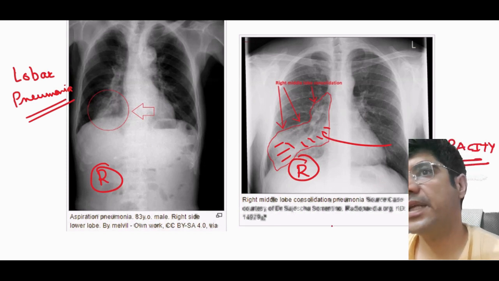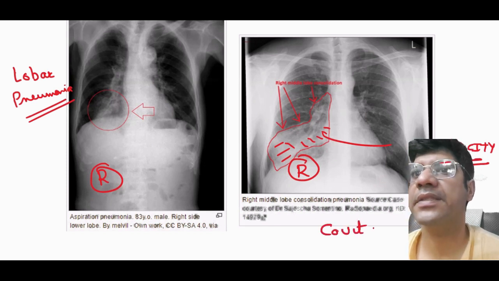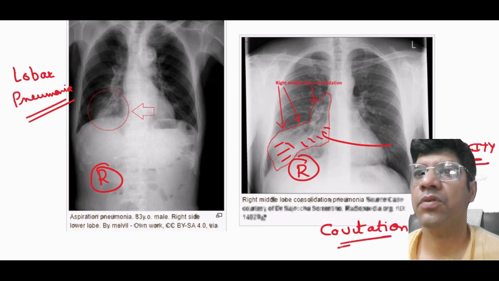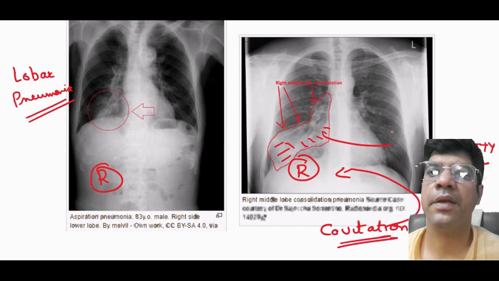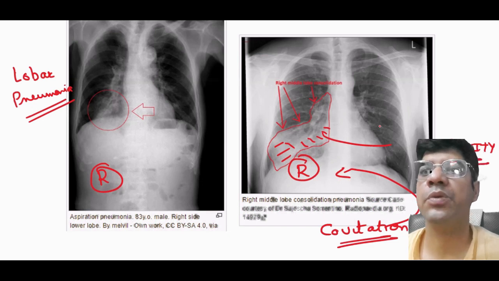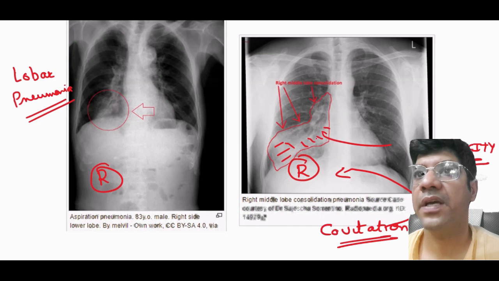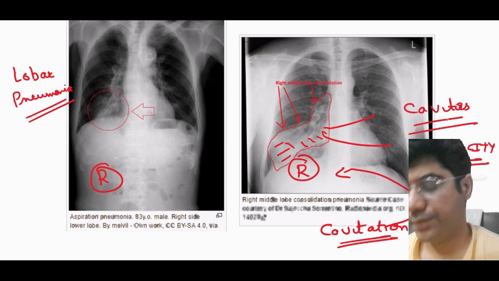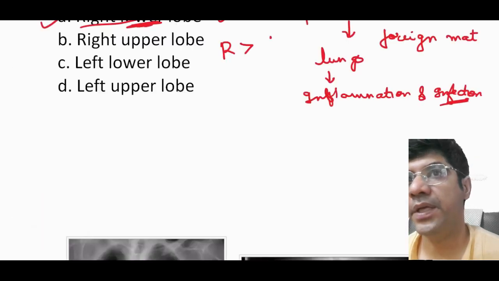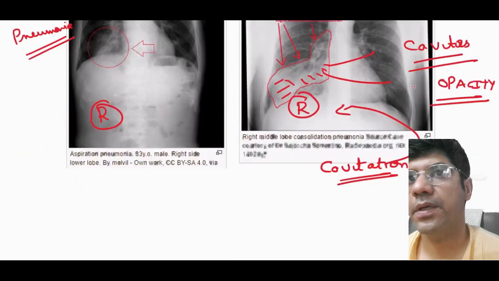Other important sign is cavitation. So what do you mean by that? Here there would be formation of cavities or hollow spaces within the area of lung consolidation. That may cause necrosis of the lung tissue, resulting in formation of cavities. So the answer here would be right lower lobe.